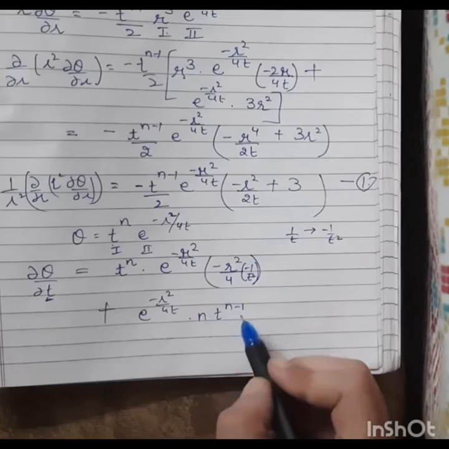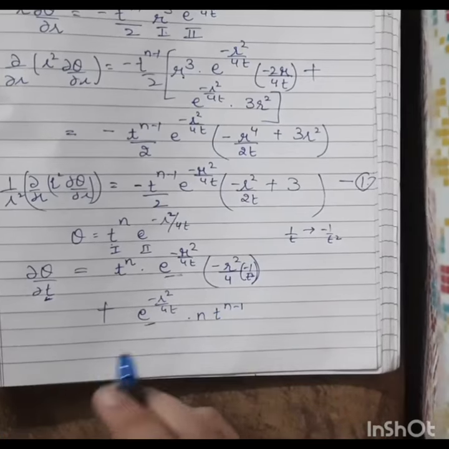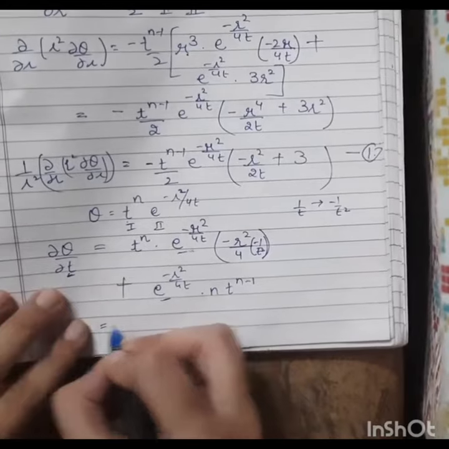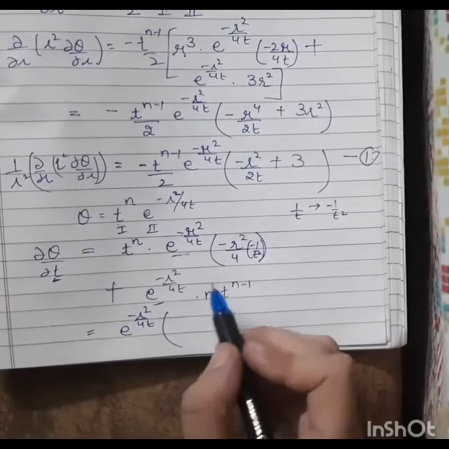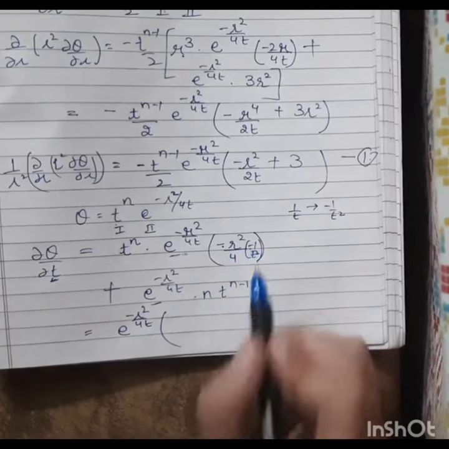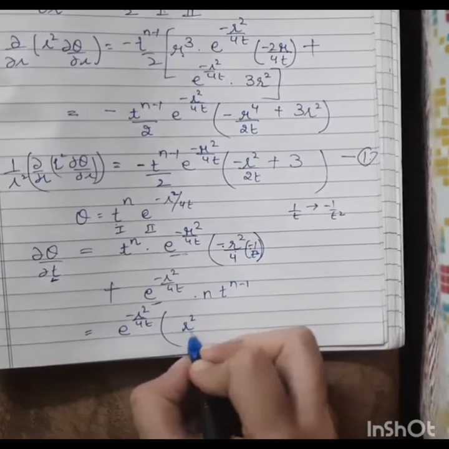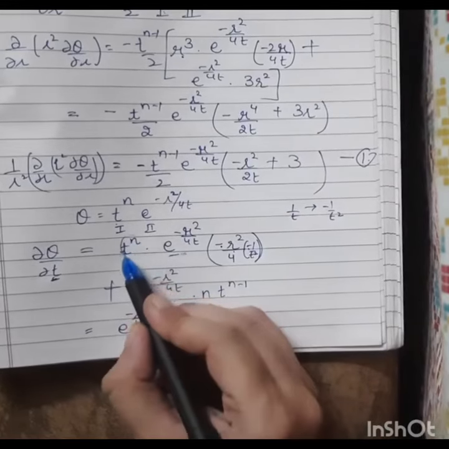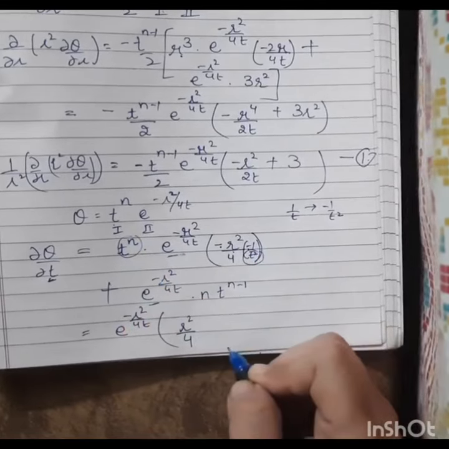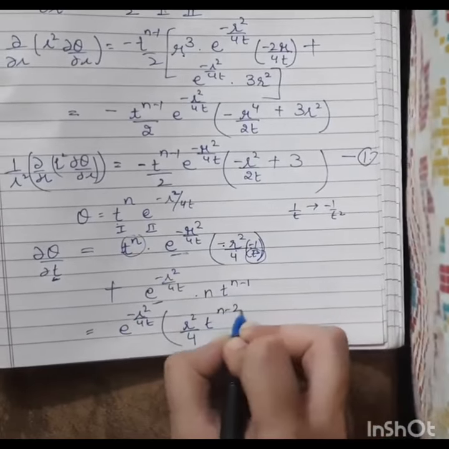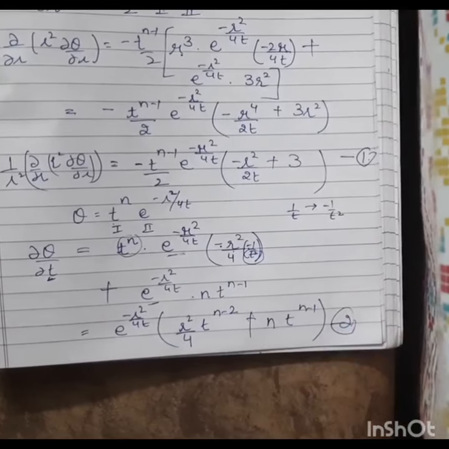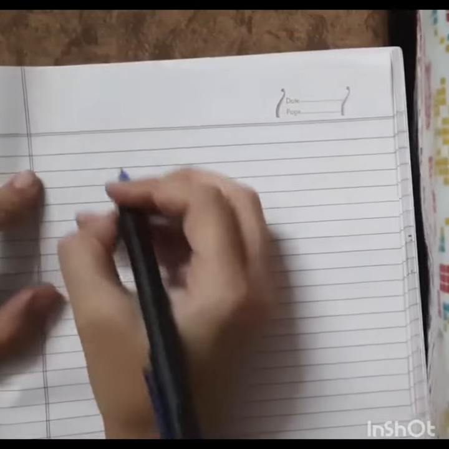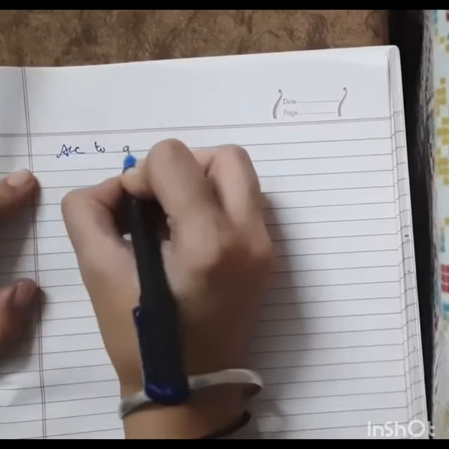Again, just to simplify this, you can see I can take this exponential common. So what I will get here, I am taking e raised to power minus r square by 4t common. Now this is minus and minus plus, r square upon 4. This was t raised to power n, in denominator it was t square, so t raised to n minus 2, plus n t raised to n minus 1. This is my equation number 2. Let's equate number 1 and number 2 according to the question.